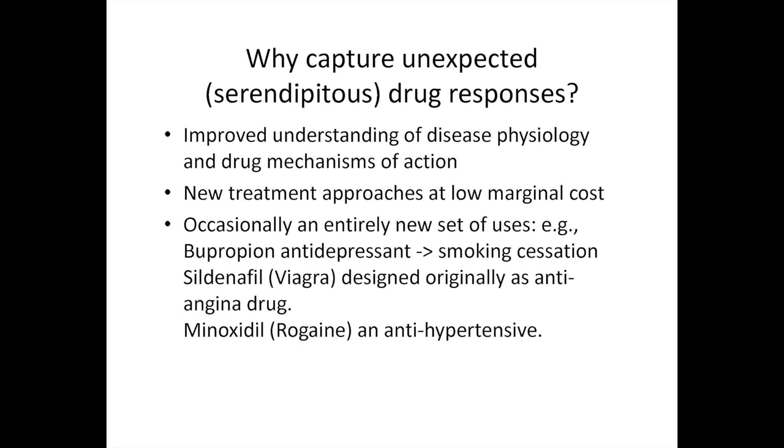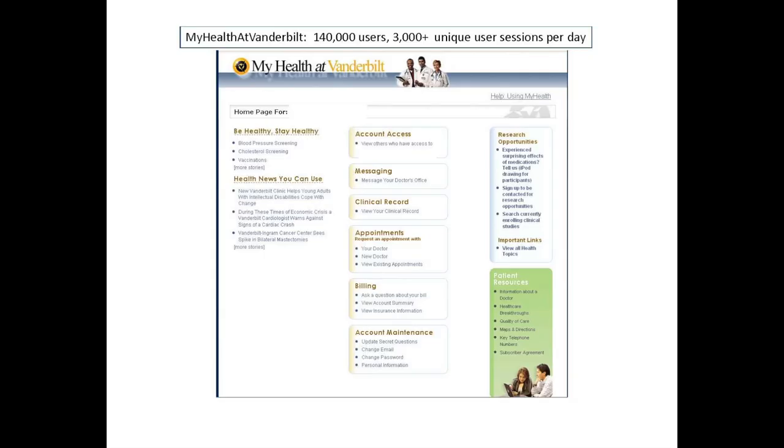And of course, Rogaine and Viagra are the other two socially prominent examples of drugs that were developed. Rogaine as an antihypertensive, Viagra as a coronary artery dilating agent, which had very dramatic other serendipitously positive effects. All right. So here's a portal that, like kp.org, but it's one order of magnitude smaller.